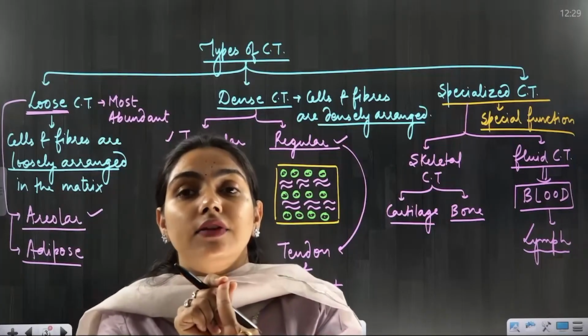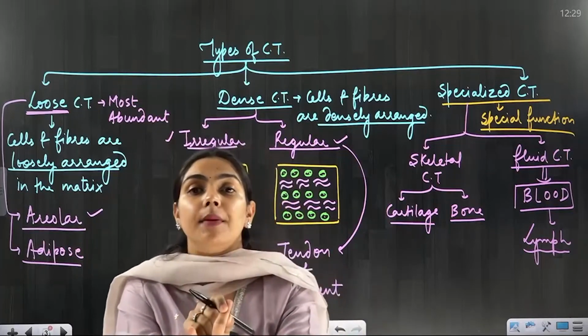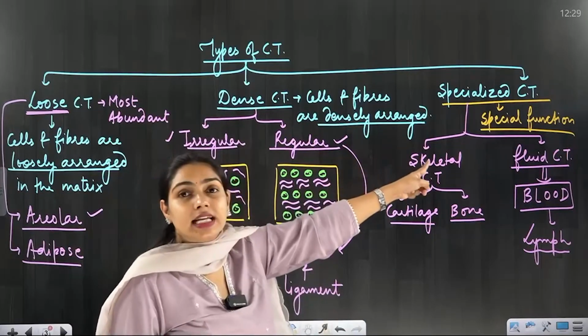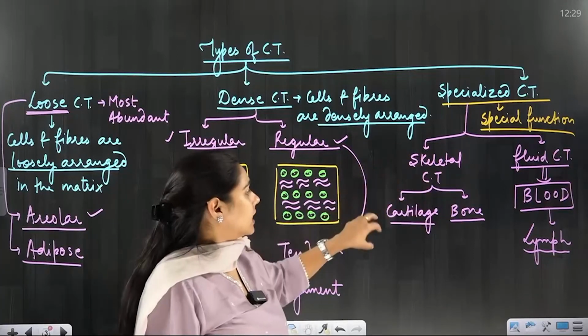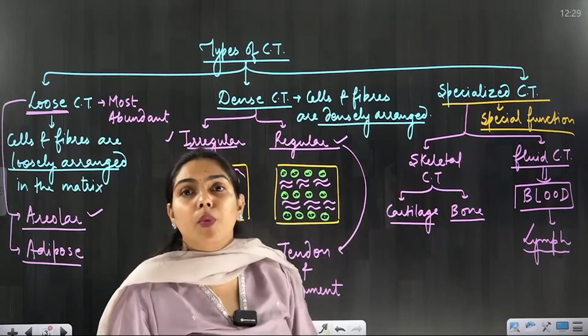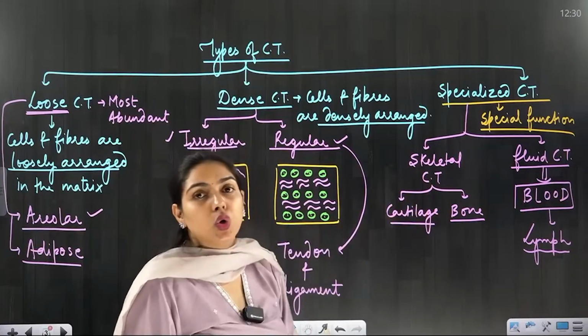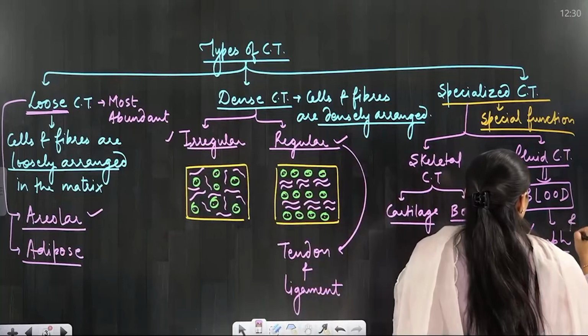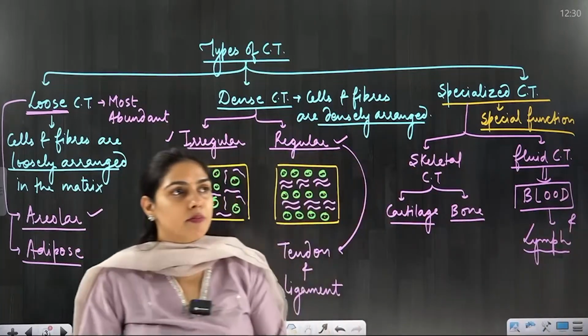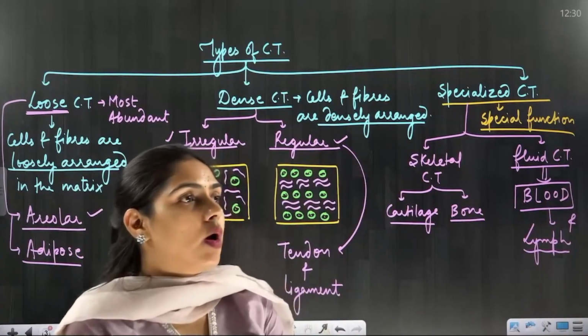Dense regular connective tissue: tendon, ligament. Specialized connective tissue: skeletal, fluid. Skeletal connective tissue: cartilage, bone. Fluid connective tissue: blood and lymph. From blood only lymph is formed.